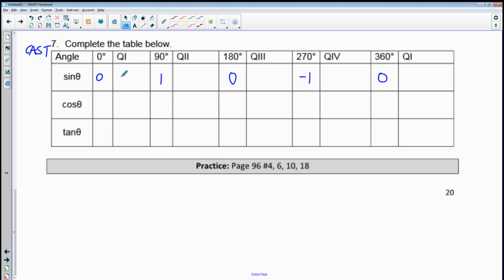Okay, quadrant 1 is positive. Quadrant 2 stays positive. Quadrant 3 is negative. Quadrant 4 is negative. Back to quadrant 1 after 360.